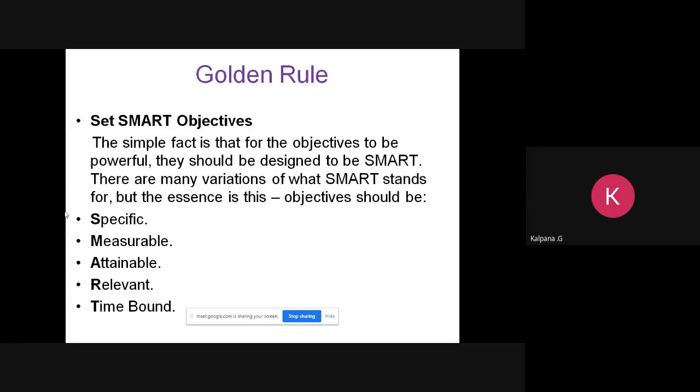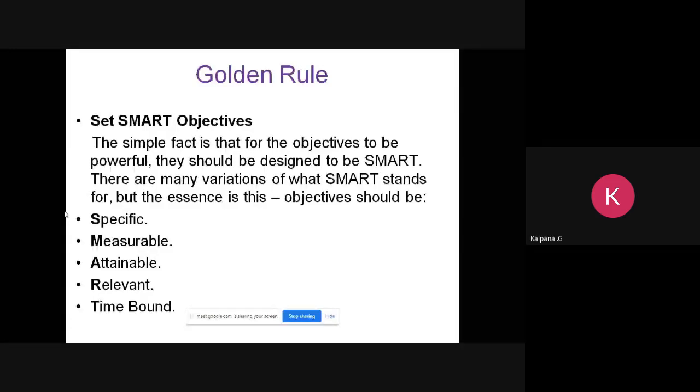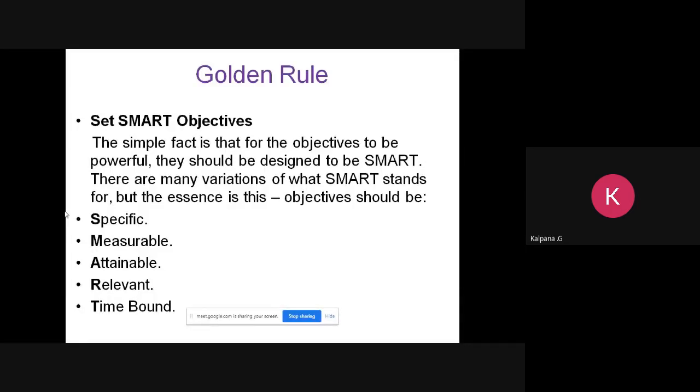In addition to all these guidelines, we have one more guideline which is called the golden rule. We are going to set SMART objectives. In SMART, S stands for specific, M for measurable, A for attainable or achievable. Different textbooks use different terms here, so it is either attainable or achievable. Then R stands for relevant, T for time bound.